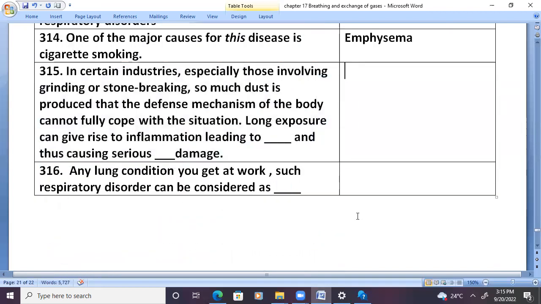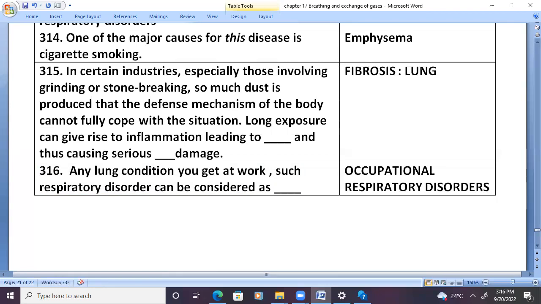In certain industries, especially those involving grinding or stone breaking, so much dust is produced that the defense mechanism of the body cannot fully cope with the situation. Long exposure can give rise to inflammation leading to fibrosis, and serious lung damage we can expect here. Any lung condition you get at work, such a respiratory disorder, can be considered an occupational respiratory disorder.